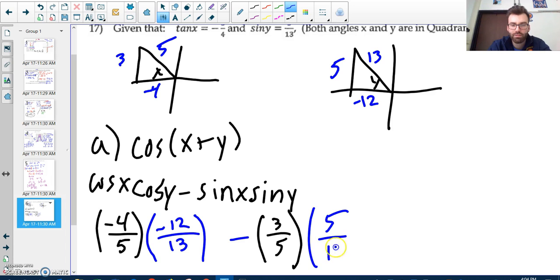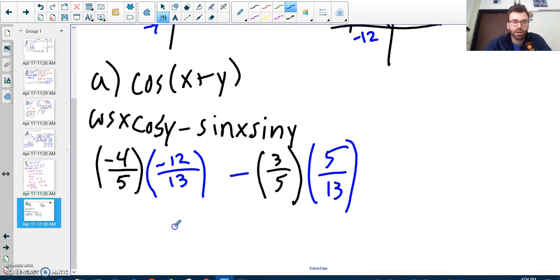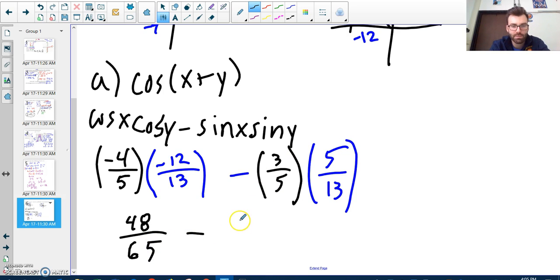Remember, when multiplying fractions, I multiply across the top and I multiply across the bottom. So I do negative 4 times negative 12 and get positive 48, 5 times 13 and get 65. Minus 5 times 3, 15.